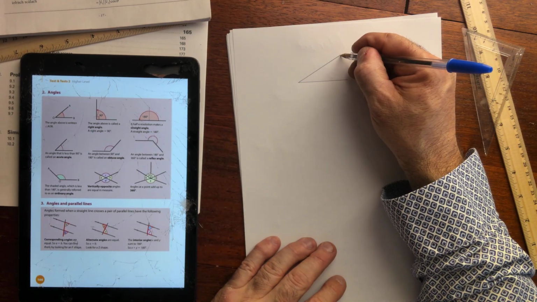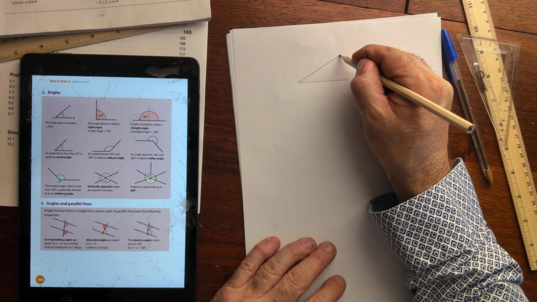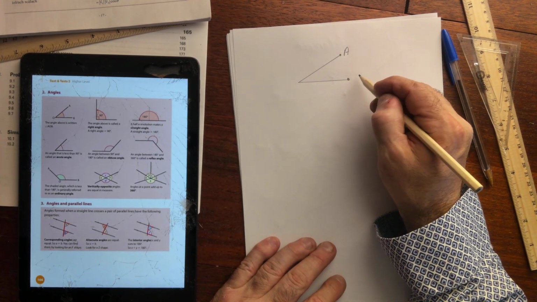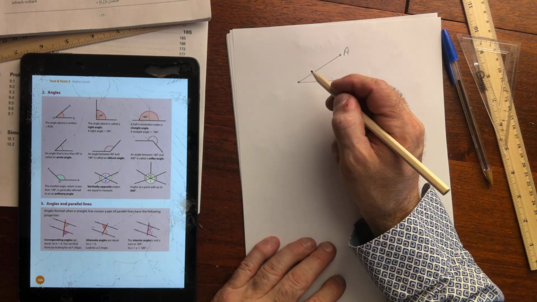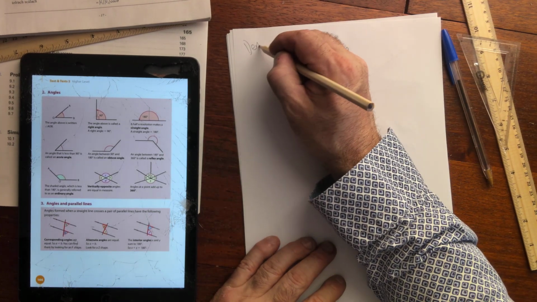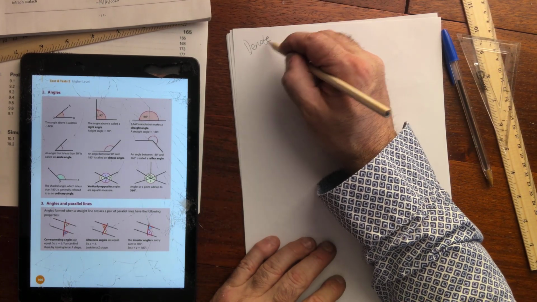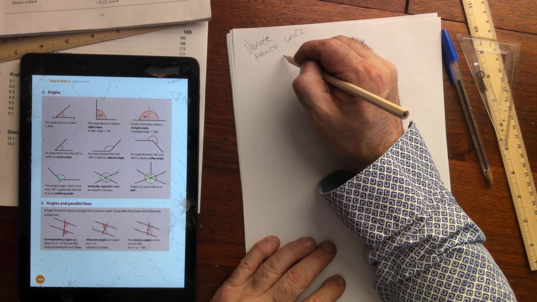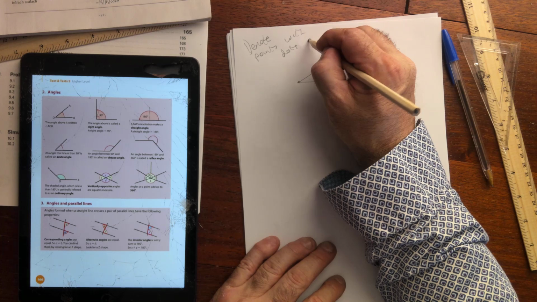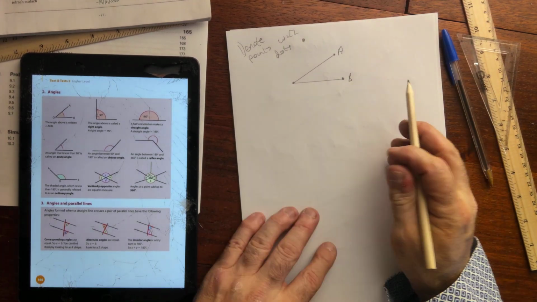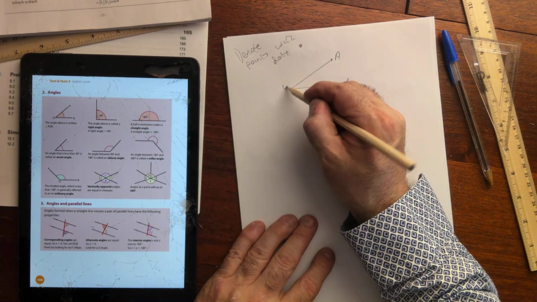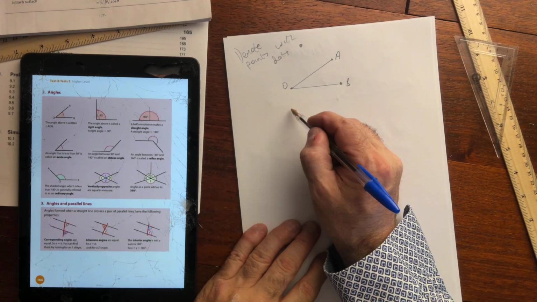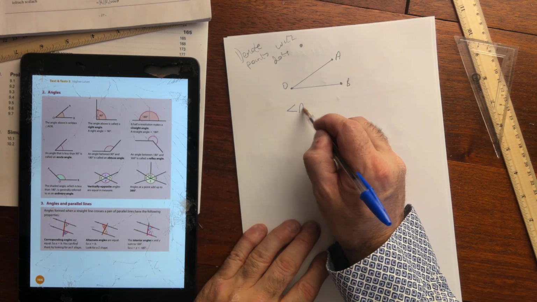Now I don't like the way the book hasn't denoted the points with a dot, but we're going to denote points with dots like this. Okay, A and B and O. So the angle above is written as angle AOB.